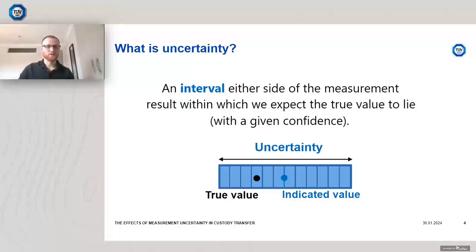So what is uncertainty itself? It's defined as an interval either side of the measurement result where you'd expect a given value to lie, or the true value to lie, with a given confidence. So if you look at the figure, you've got an indicated value here from your device. You have an uncertainty around that. You're saying your device is measuring this. We think the true value may lie to either side of this. And as you can see here, the true value lies within these uncertainty bands that you're quoting.